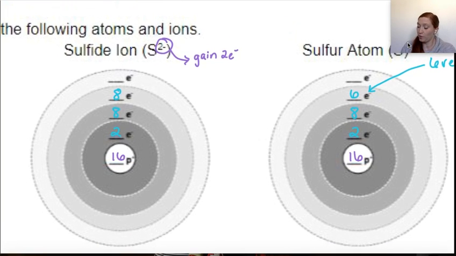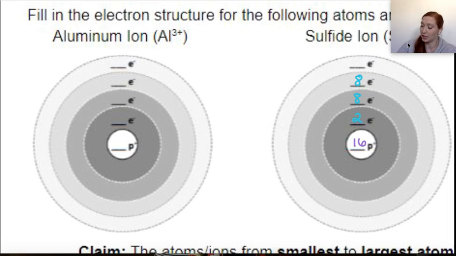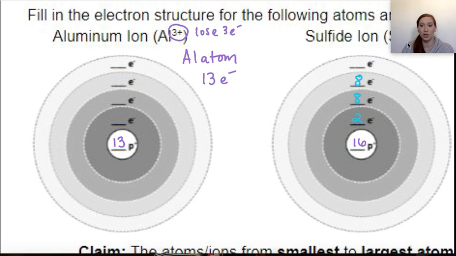Okay, moving on to aluminum. Find aluminum on the periodic table. It has 13 protons in its nucleus, which means this aluminum atom is going to have 13 electrons, right? If we have a +3 charge, that means we lose 3 electrons. So what I'm going to do is start out with the aluminum atom's electron arrangement, and then I will adjust my number of electrons from there.